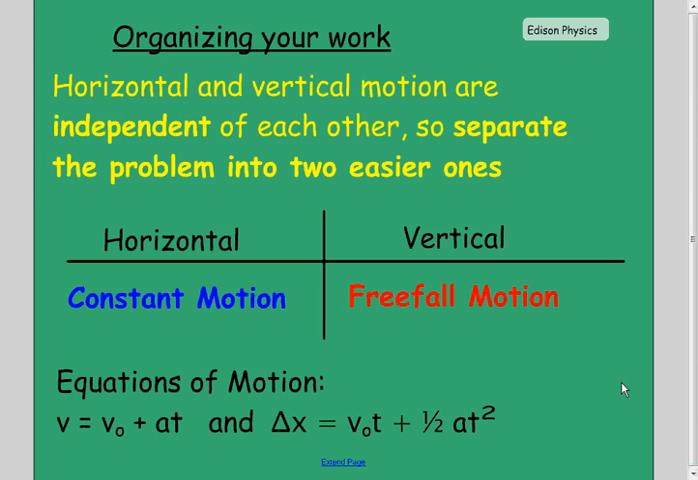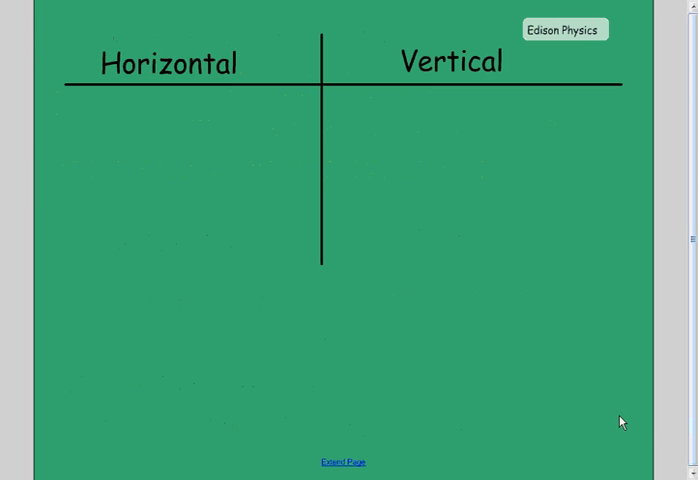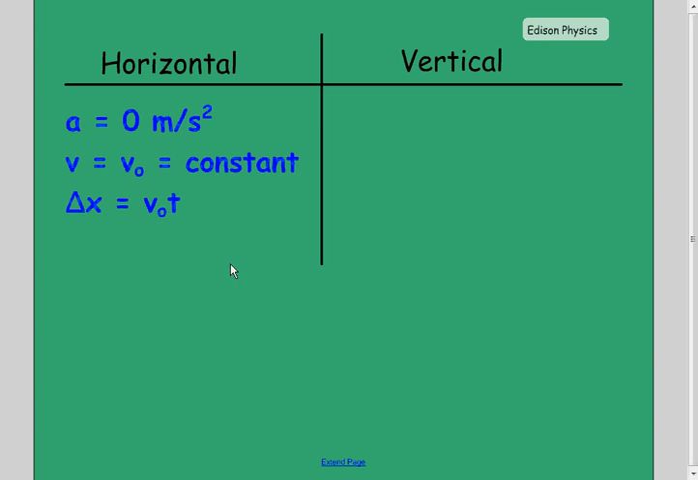So we want to divide and conquer. That's our motto here. So how do we divide and conquer? Well, we know for horizontal motion it's constant. That means there is no horizontal acceleration. Our velocity is our original velocity. It doesn't change. And so when we look at the equation of motion for displacement, the 1/2 AT squared part goes away because A is 0. And we're left with a very simple displacement equals original V times T.